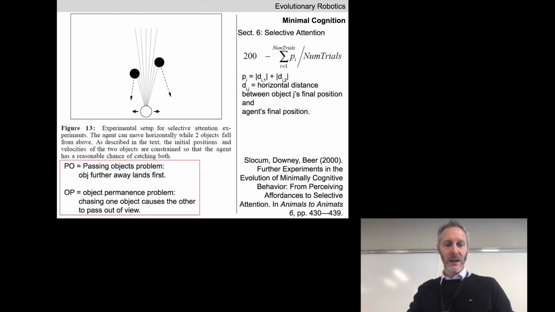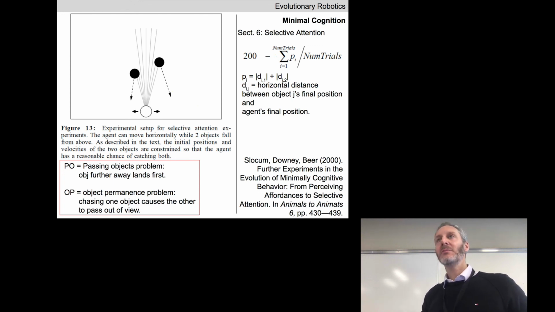Okay. So as mentioned, in order to solve this task, there are certain sub-problems that the robot needs to deal with. Two problems. The first one is the passing objects problem. In some cases, the object that's further away is moving faster. So it can't just pay attention to the closer object and go after that. At some point, one object is going to pass another, and it's going to have to then go after the new leading object.